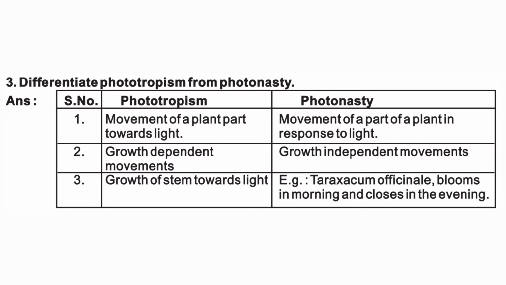Third question, differentiate phototropism from photonasty. Phototropism: movement of a plant part towards light. Photonasty: movement of a part of a plant in response to light. Phototropism: growth dependent movements. Photonasty: growth independent movements. Phototropism example: growth of stem towards light. Photonasty example: Taraxacum officinale blooms in the morning and closes in the evening.